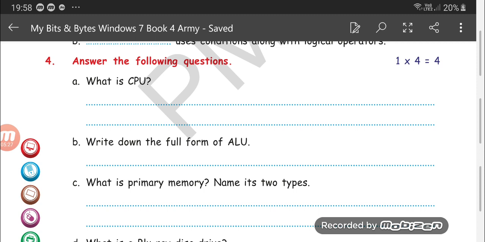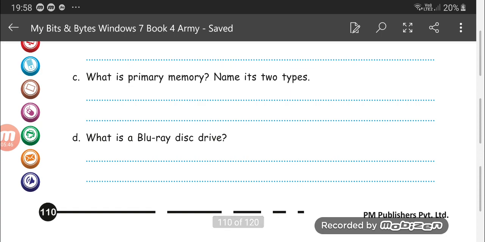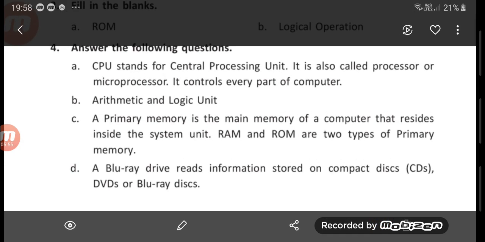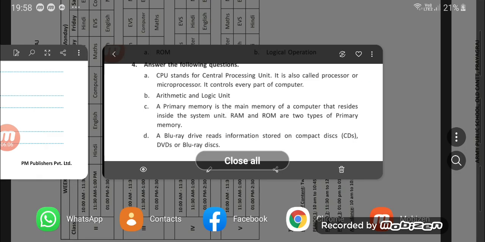Then what is the primary memory? Primary memory is the main memory of the computer. It resides in the computer. And the two types of primary memories are RAM and ROM. Next is, what is a Blu-ray disk drive? A Blu-ray drive reads information stored on CDs, DVDs or Blu-ray discs. I'll be sharing these answers after this video finishes.